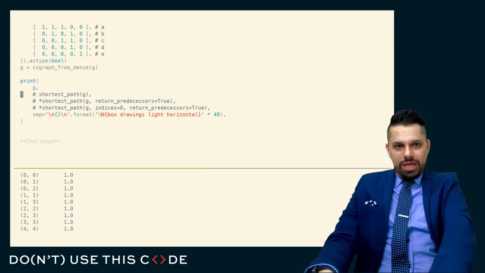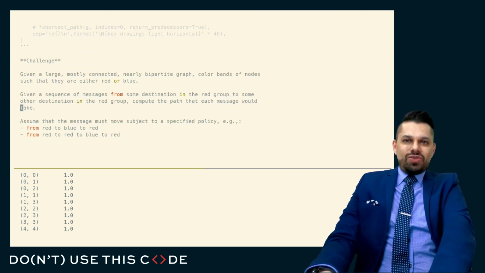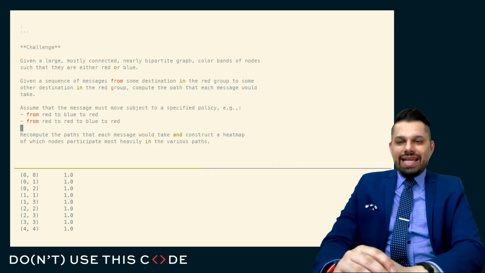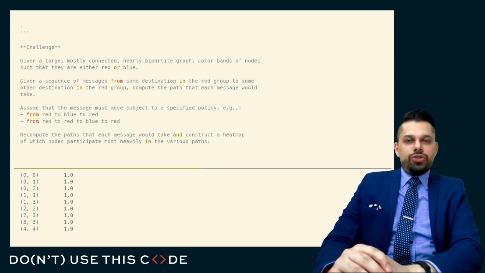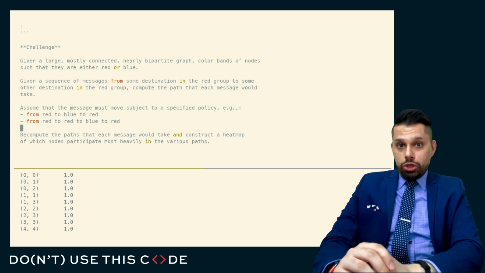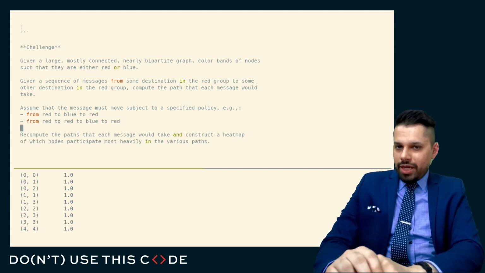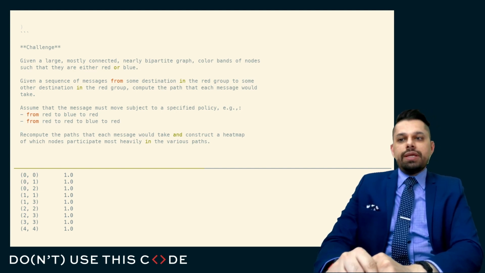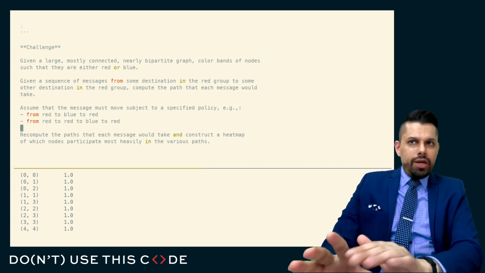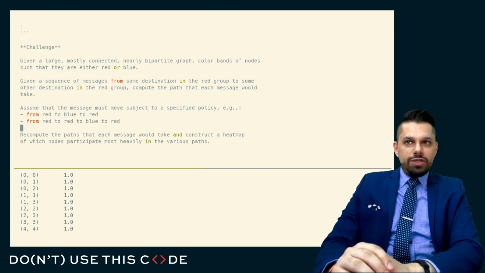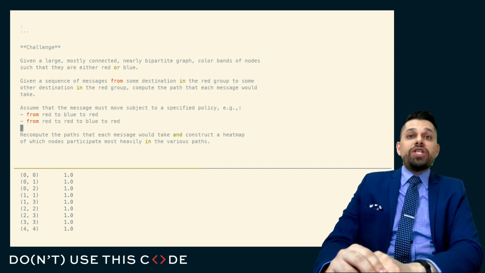Now, I do have a challenge that I'd like to share with you. Because when we talk about these modelings, it gets a little bit tricky for us to do something with these modelings. And so I want to leave a challenge in your mind. Given a very large graph, where we really will have to make a choice between do we use the adjacency list modeling or the matrix modeling, where that graph is nearly bipartite, which we'll talk about, color bands of nodes such they're either red or blue, and do a shortest path following a policy.